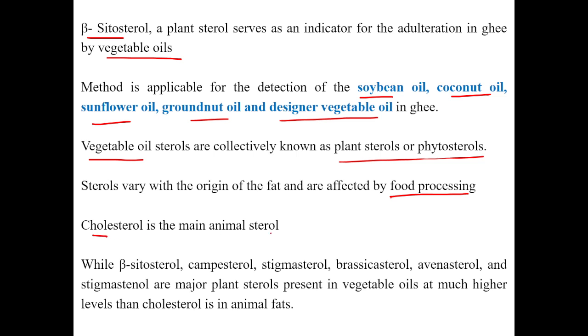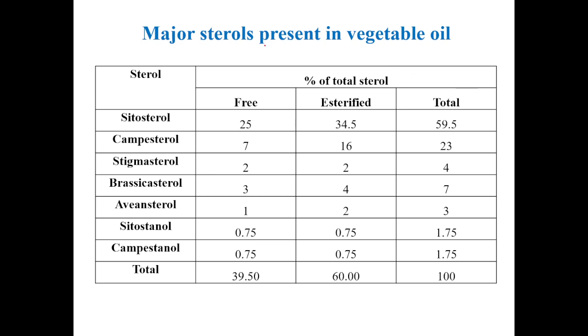Cholesterol is the major animal sterol, and in plants we have beta sitosterol. Campesterol, stigmasterol, brassicasterol, avenasterol and stigmastenol are also major plant sterols present in vegetable oils at much higher concentration than cholesterol is in animal fats. The major sterols present in vegetable oil, as written on the slide, are sitosterol, campesterol, stigmasterol, brassicasterol, avenasterol, sitostanol and campestanol. The major sterol in vegetable oil is sitosterol.